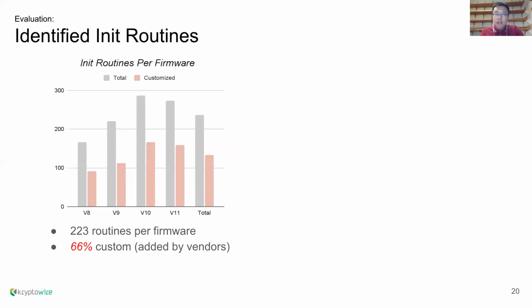Now let's look at the identified init routines. This chart shows the identified init routines per firmware based on Android versions. In summary, there are 223 init routines per firmware. 66% of them are custom. This shows the great extent to which vendors customize the init routines to introduce new functionalities.